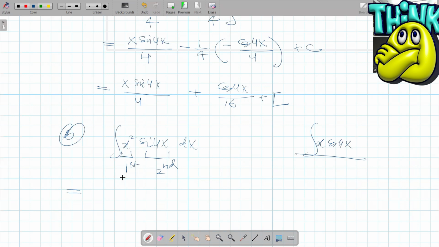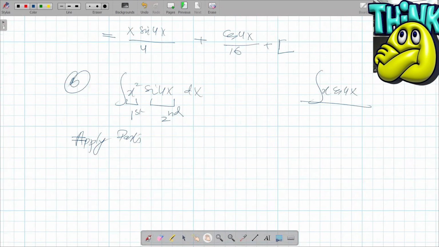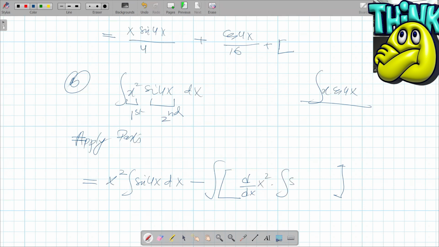Let's see how. Let's apply integration by parts. Tell me the formula. First function same, times the integral of the second function, and then minus the integral of the derivative of the first function times the integral of the second, all integrated with respect to x.